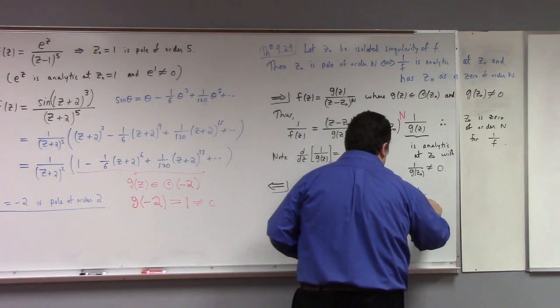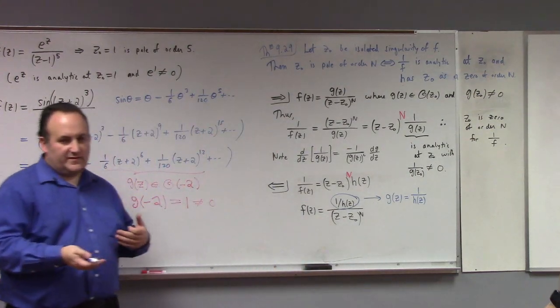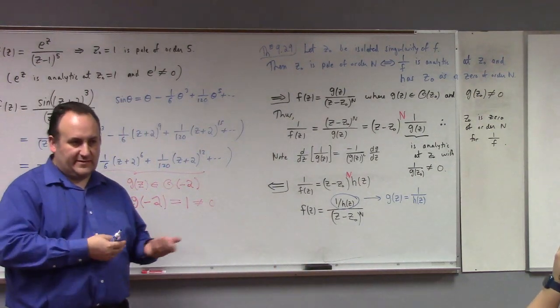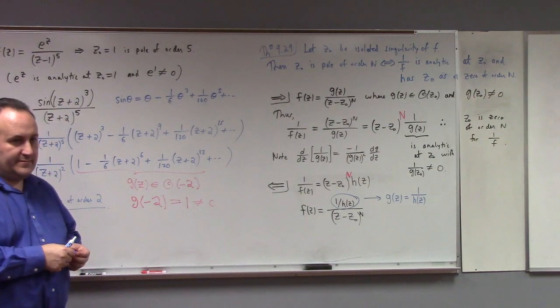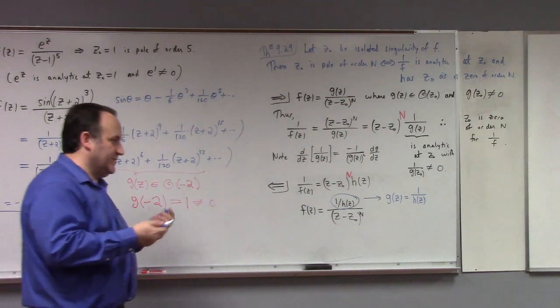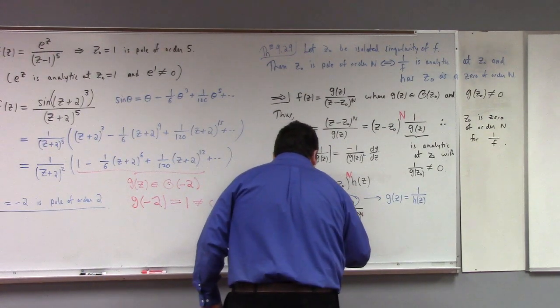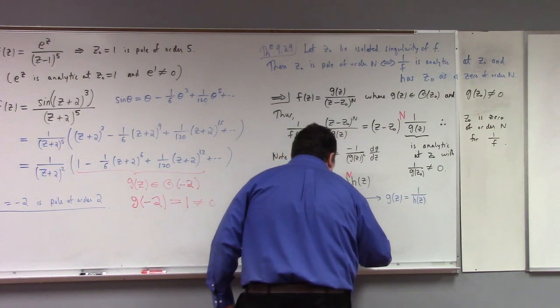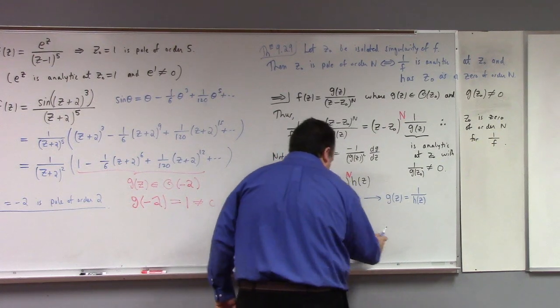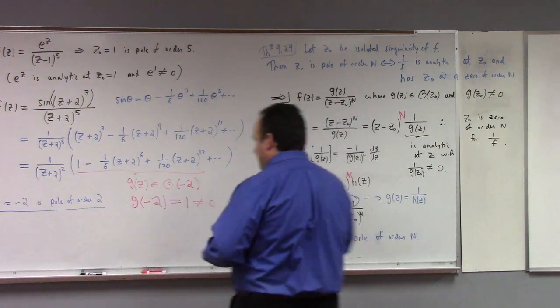Is that analytic? Yes, it's analytic because the reciprocal of an analytic function which has a non-zero value is still analytic at the point. Which then proves that z naught is a 0. It's not a 0, but this proves z naught is a pole of what? Order n. All right, great.